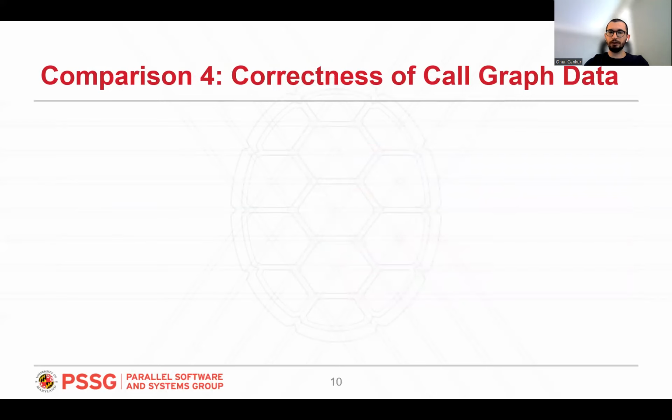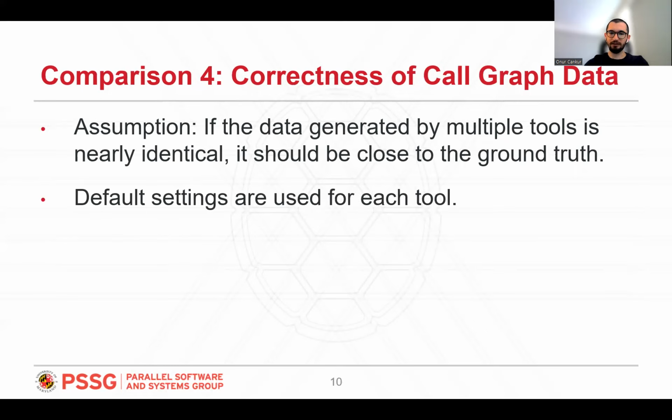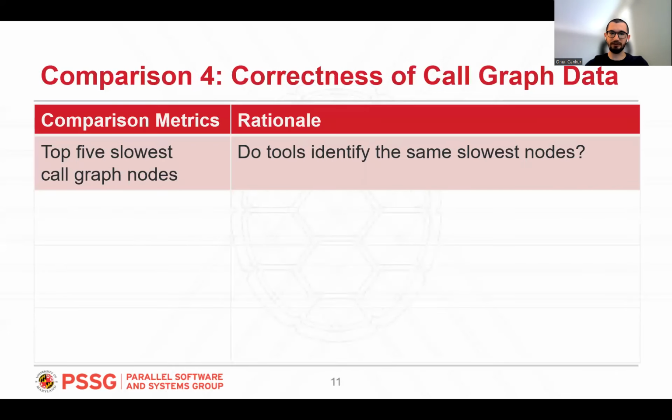So we also compared correctness of call graph data with the assumption that if the data generated by multiple tools is nearly identical, it should be close to the ground truth. Again, the default settings are used for each tool, and specifically, we first looked at the top 5 slowest call graph nodes to investigate if the tools identify the same slowest nodes.